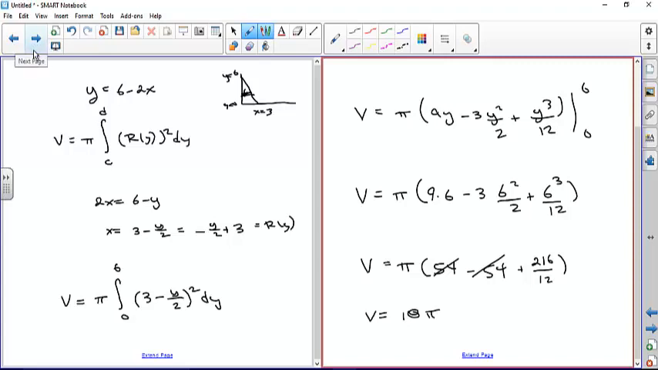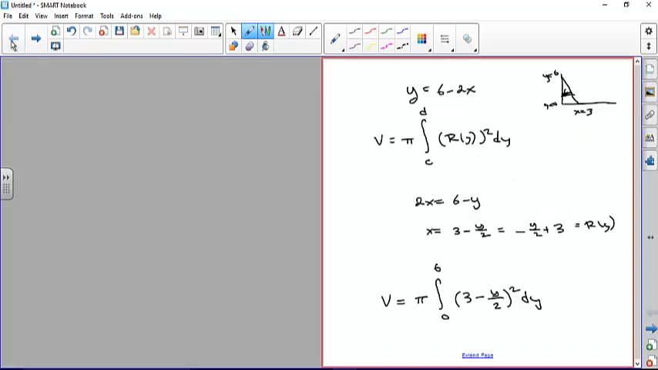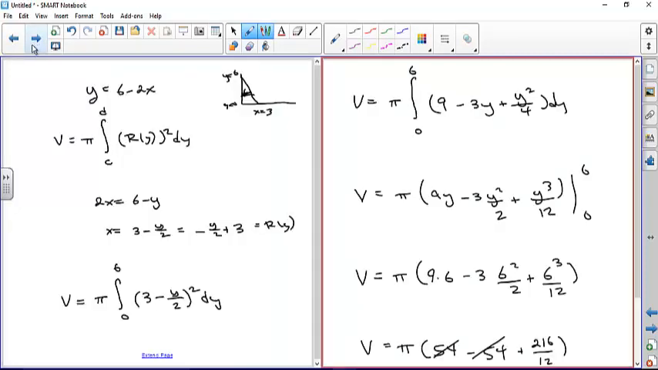Now, as far as taking things off, I took major points off if you integrated with respect to x instead of with respect to y, if you didn't solve for x as a function of y instead of y as a function of x. Okay, next problem.